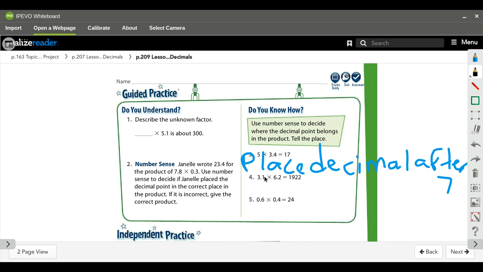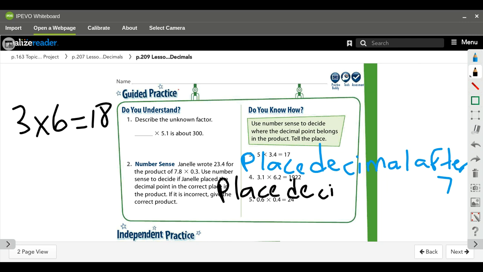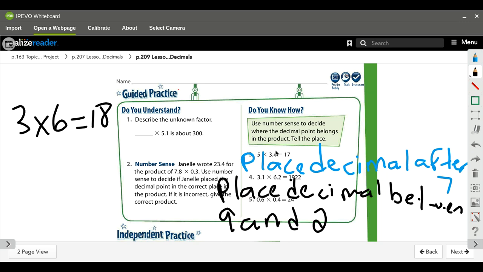I have 3 and 1 multiplied by 6 and 2/10. Same thing, I'm going to do 3 times 6, and that's going to give me 18. So looking for a reasonable answer, the best place to put the decimal is between 9 and 2. So place decimal between 9 and 2.